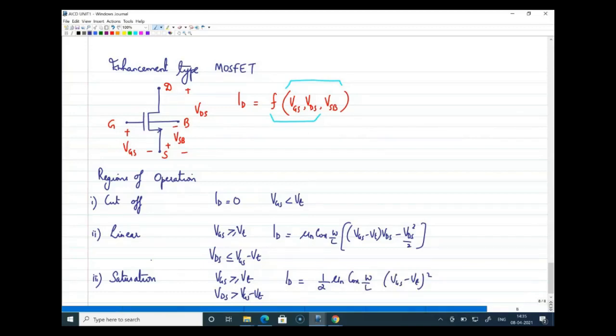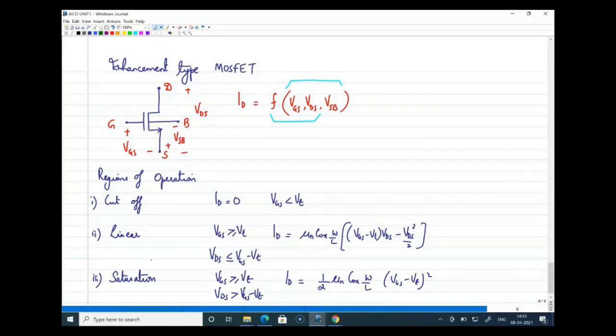So these are the three regions and the corresponding current. Now, if you look at the characteristics, immediately by looking at these three regions, we can say that in cutoff region there is no current. So what is the application? We will see that in linear region.